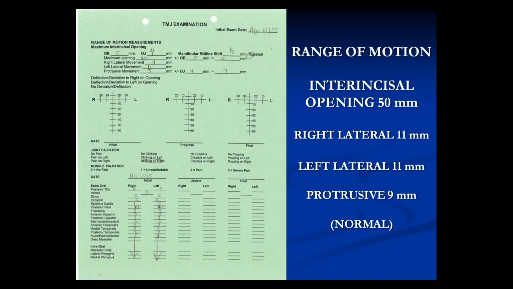Now down here is the muscle palpation. I'm not going to go through this in detail tonight. We teach that in the course. But if we palpate a muscle and there's no pain, it's a 0. If it's uncomfortable, it's a 1. If there's pain, it's a 2, and severe pain is a 3. And look at her. Look at all the 3s and 2s she's got. This poor girl is in bad shape.